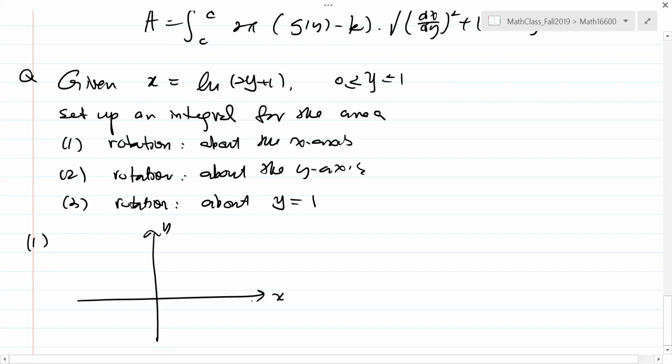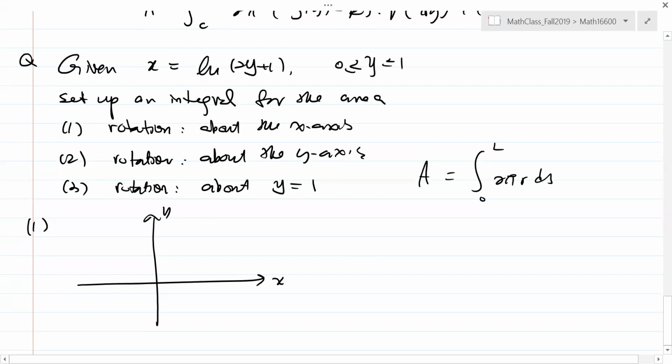We only have one formula, which is 2 pi r ds. It's nothing to do with x or y right now. But you cannot use that to evaluate because it's harder to find L, capital L, the length of the curve. It's harder to find the dependence of r on s. So we don't use that form, but we convert this form to another, depending on which variable we're going to use. Rotation about the x-axis.